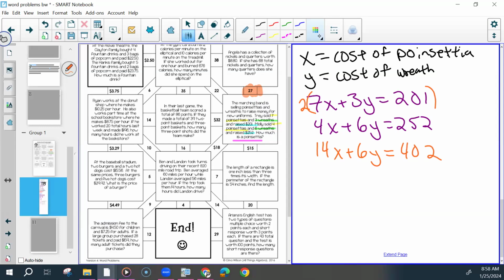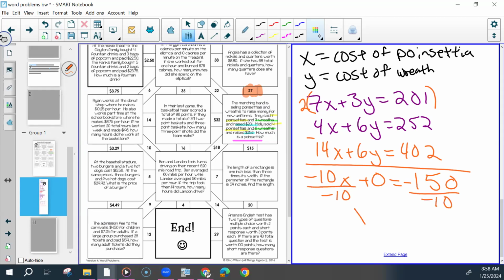Then to eliminate our y's, we would add or subtract. We have negative 10x plus 0 equals 150. Double check that out for me. Was that accurate? Yes. And then if we divide, we would get 15 out.